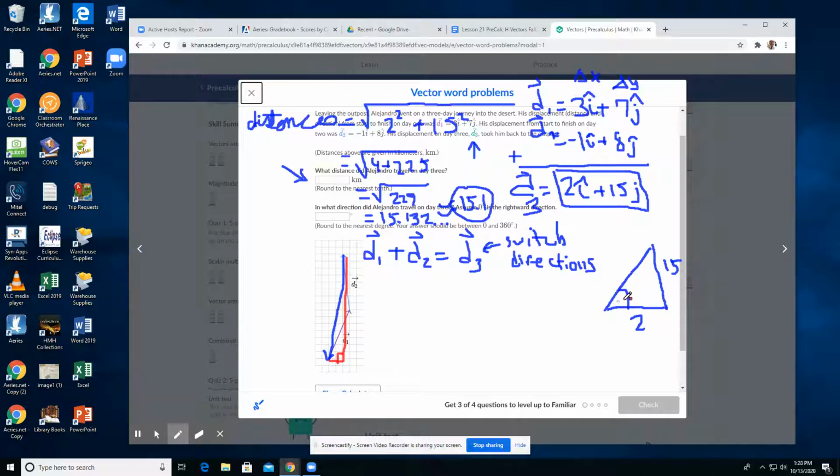All right, so I'm looking for this change. I'll call this theta. That's what we need. And this is our adjacent side, and this is our opposite side right here. And that's our tangent. So let's go ahead and do tangent of theta is equal to opposite over adjacent, 15 over 2. Arctan on both sides, so theta is equal to tan inverse of 15 over 2.